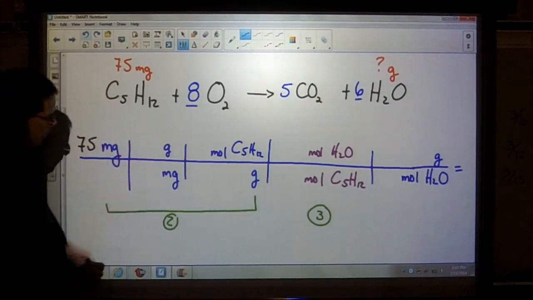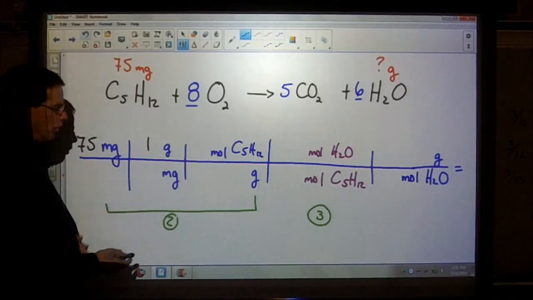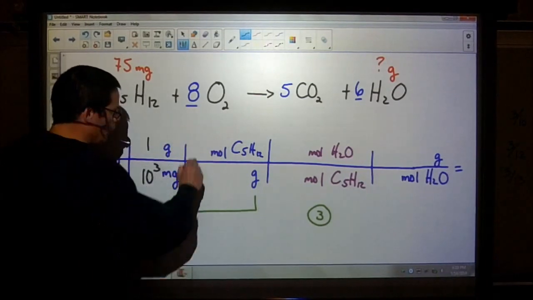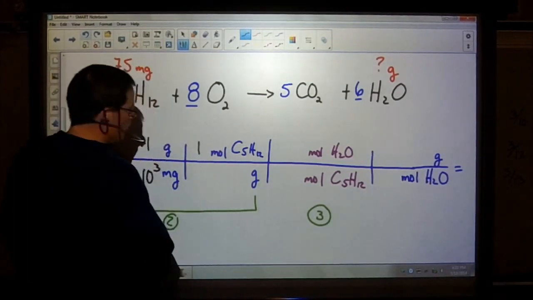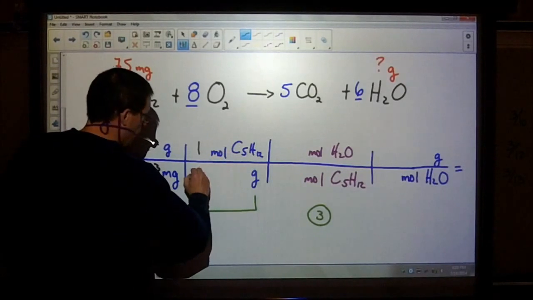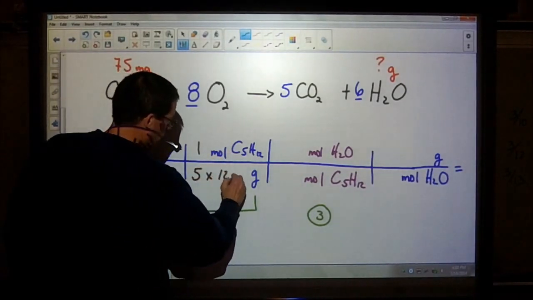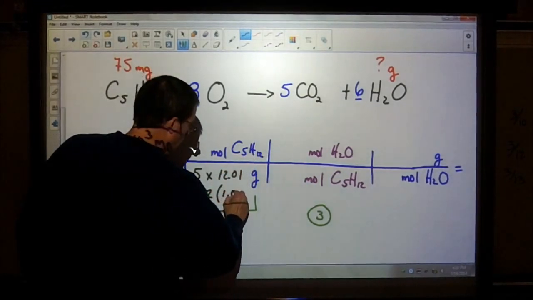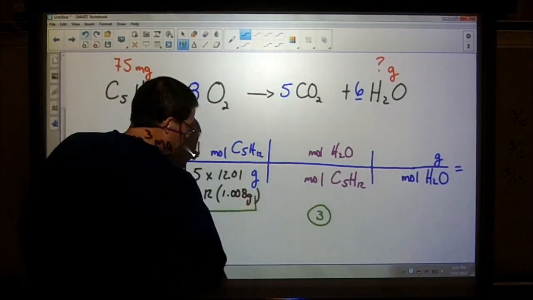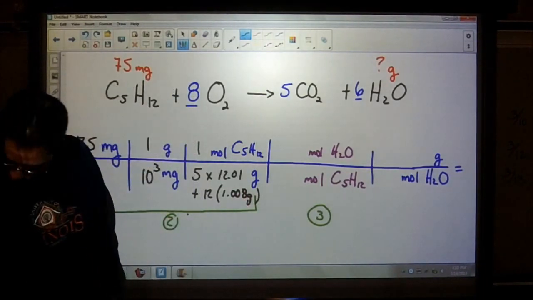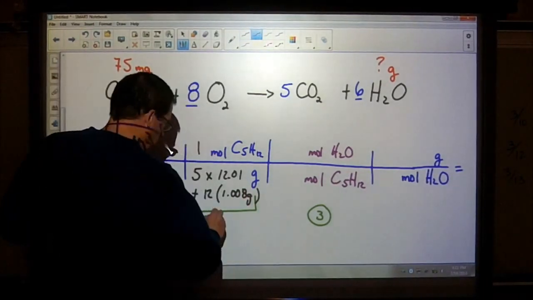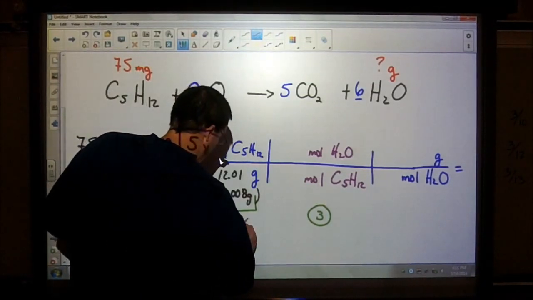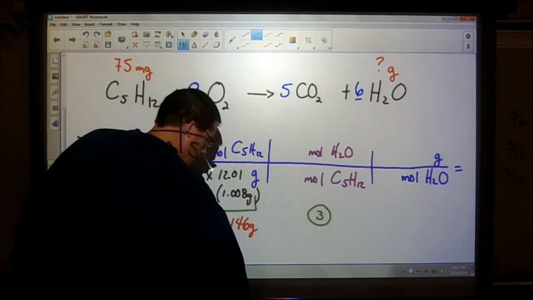Which one's bigger, gram or milligram? A gram. How many milligrams in a gram? That's right, 1,000. Again, we're finding molar mass, so that's 1 mole of the pentane. So we have 5 times 12.01 grams, plus we have 12 times 1.008 grams. So we can find out what all that is. Let's find out that molar mass. Pentane has a molar mass of 72.146 grams. Okay, that's kind of nice to know.